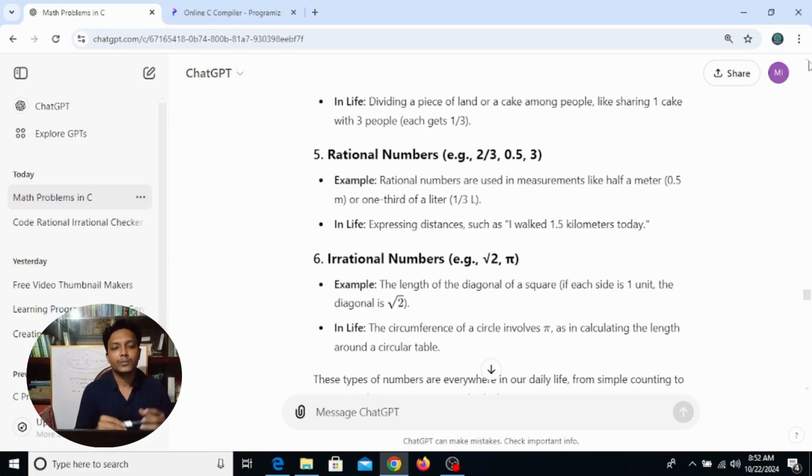We have to understand two more things: rational numbers and irrational numbers, right? So what is a rational number actually? If you divide any number by another number, like 4 divided by 2, this result is a rational number. If you divide 8 by 3, we will get something, it is a rational number. Whenever we divide something with another number, we get a rational number.